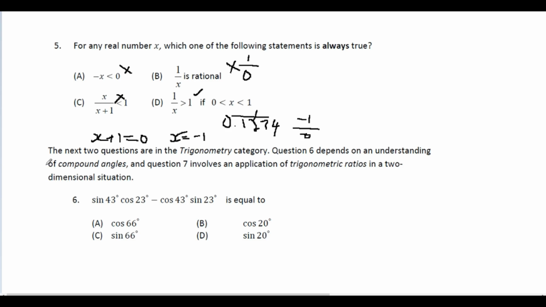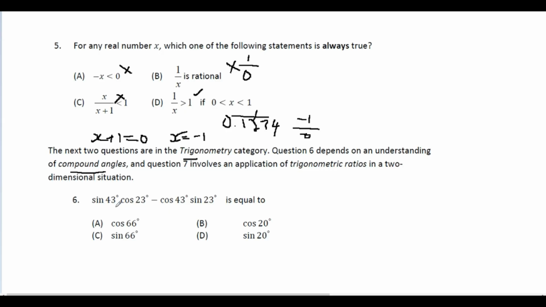Alright, okay, so the next two questions are in the trigonometric category. So trig, everyone's favorite. Question 6 depends on your understanding of compound angles, and question 7 revolves around ratios in two-dimensional situations. I don't think I'm gonna do that one, depending on time.